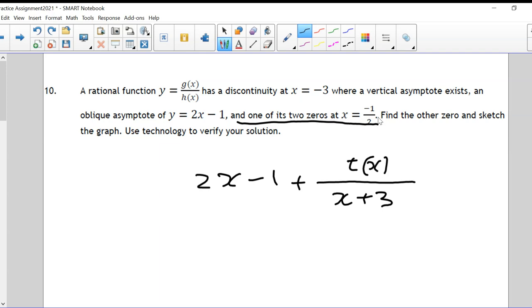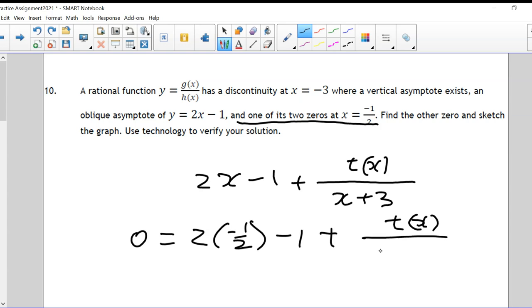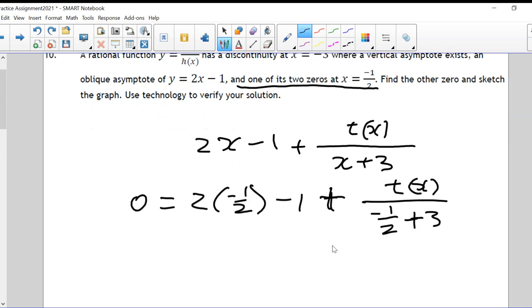So I'm going to assume that if I plug in 2 times minus a half, minus 1, plus some t of x, and I don't know what t of x is yet, but we're trying to figure it out, over minus a half plus 3, that should be equal to 0, right? And that might give us what the t of x is on top, is what I'm saying. What's that function on top going to be? So let's see if we can solve. This is a plus. That's not a t, folks. That's a plus. Let's see if we can solve what we have here so far.